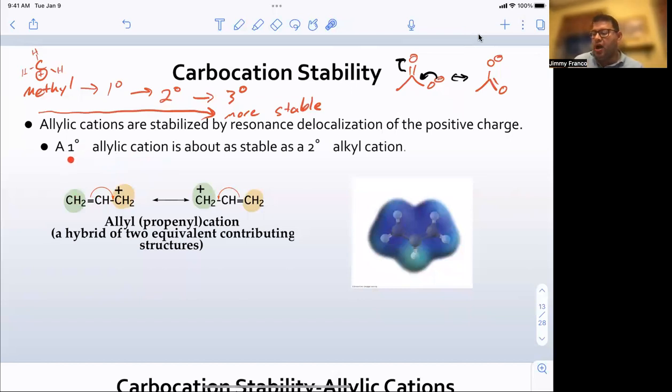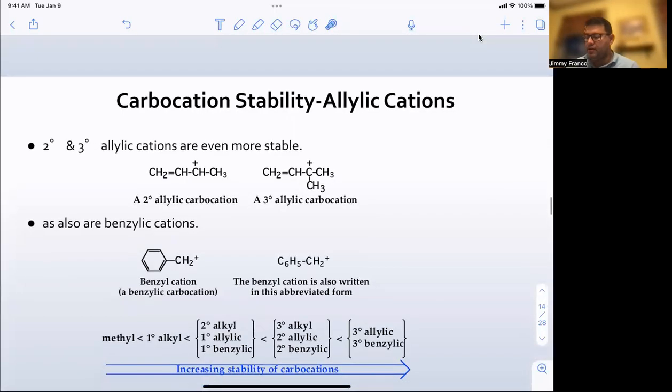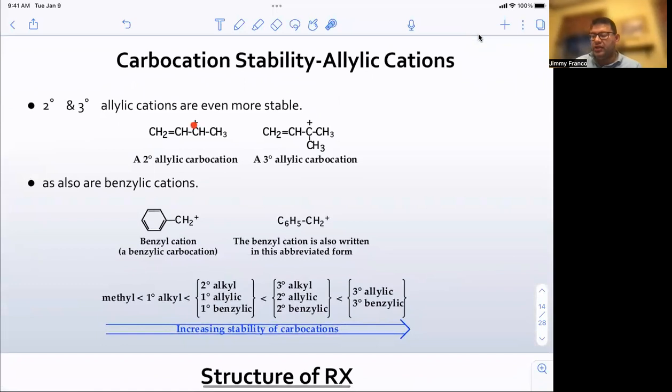What you should think is it moves it up one number. So we said methyl's the worst in terms of carbocation stability, then primary, secondary, tertiary. Tertiary is the best, but as you make something allylic, it's going to move up one. So this was a primary carbocation, but being allylic makes it behave like a secondary. So you're just going to keep moving up one. Same thing's true if it's a secondary or a tertiary, you're going to think it's one better. So a secondary that's allylic would really be equivalent to a tertiary. A tertiary allylic is even better than a normal tertiary.